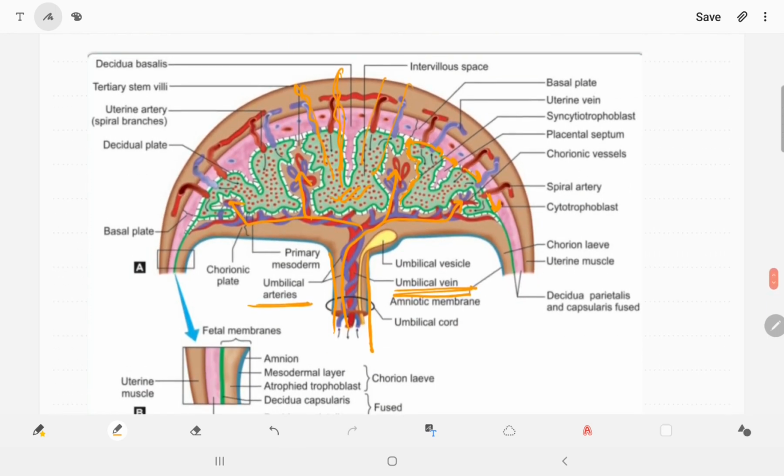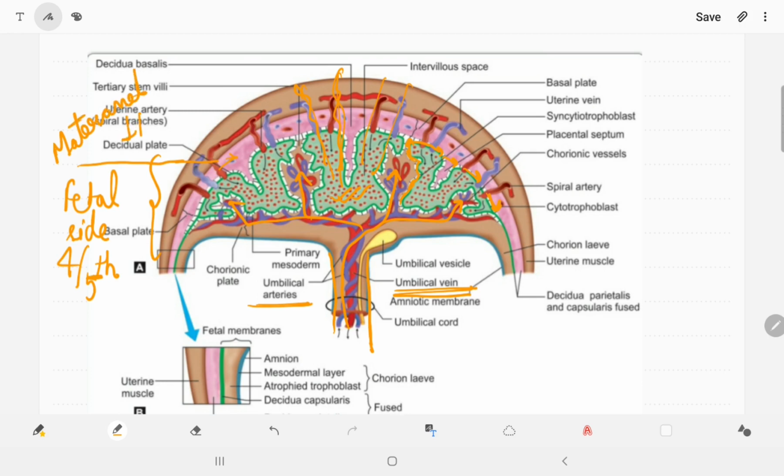Also, the portion that I told you was the fetal side of the placenta was contributing 4/5 to the placenta formation, and this portion is the maternal side of the placenta, right? This portion is the maternal side of the placenta, which is contributing only 1/5 to the placenta formation, right?